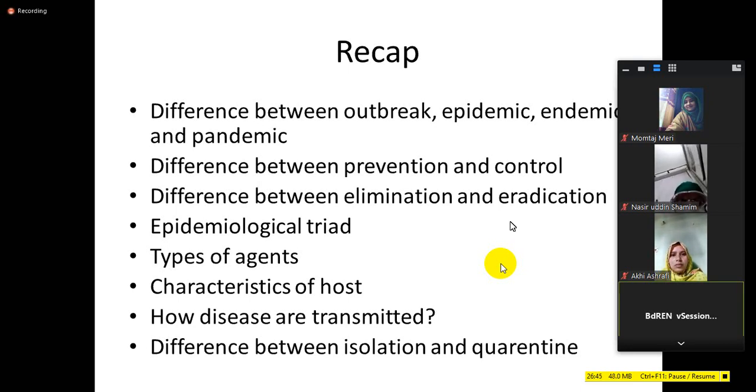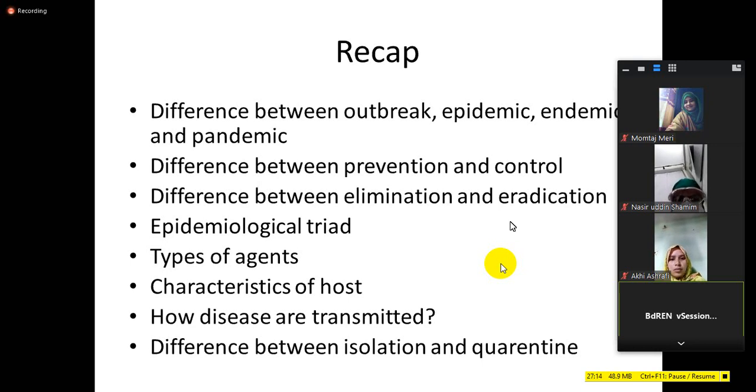We are in the process of eradicating the polio infection, but still it is not eradicated. It is eliminated in some part of the world. They can eliminate polio, but still every year a limited number of cases are appearing. That's why it is still not eradicated. Is it clear now? So you should have a very clear-cut conception about the outbreak, epidemic, endemic, pandemic, prevention, control, elimination, eradication. These are very important.